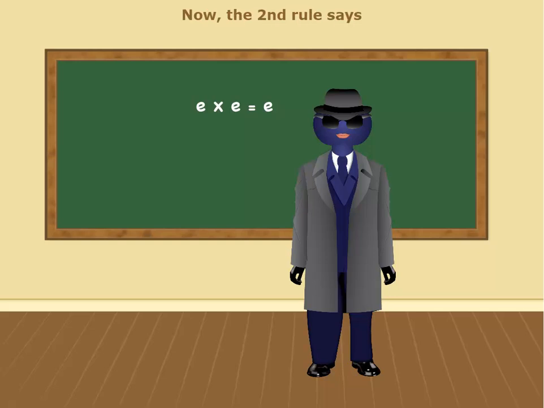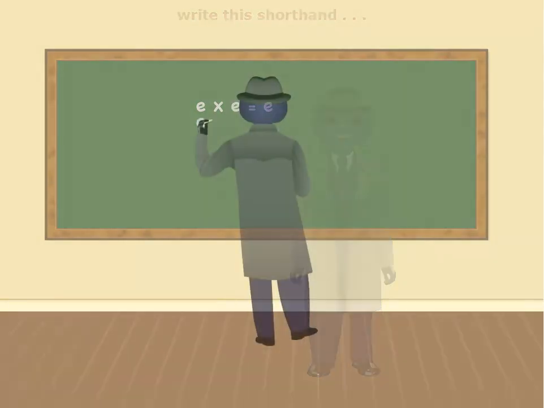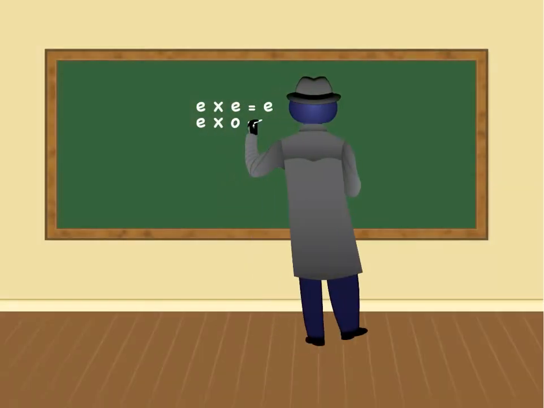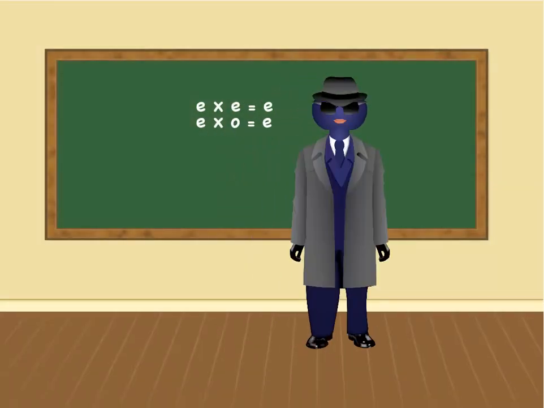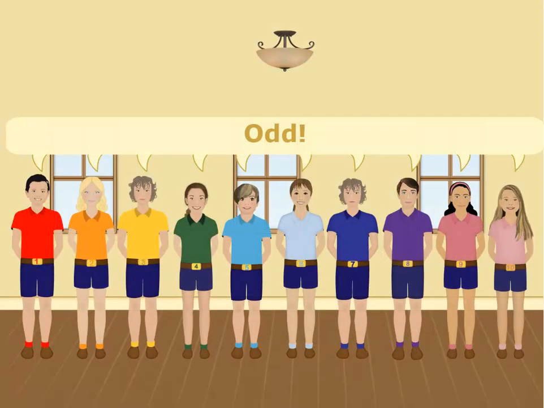Quite right. Now, the second rule says that when one of the factors is even and the other is odd, the product will be even. So, on your whiteboards, write this shorthand. And the O stands for odd!